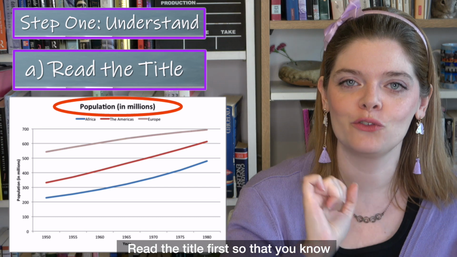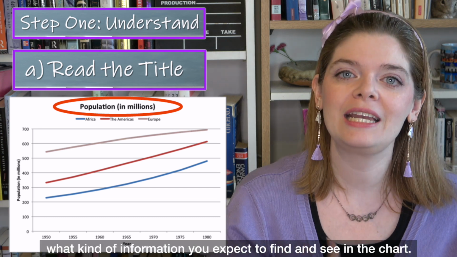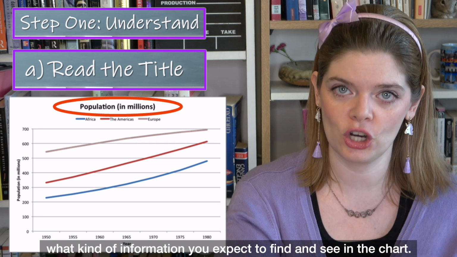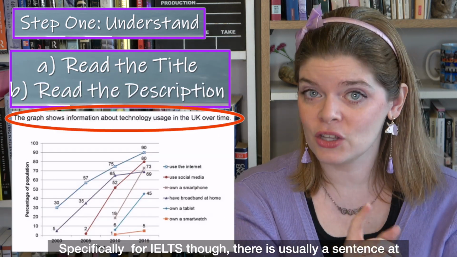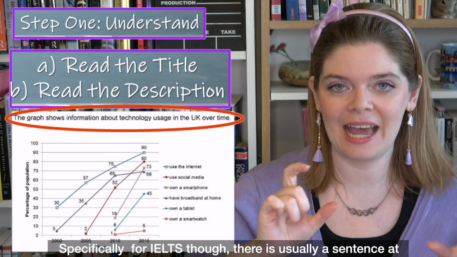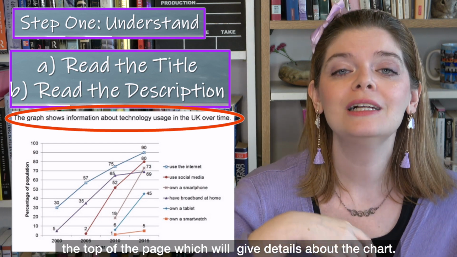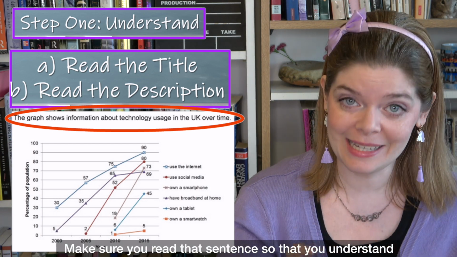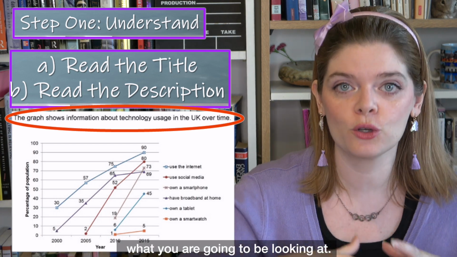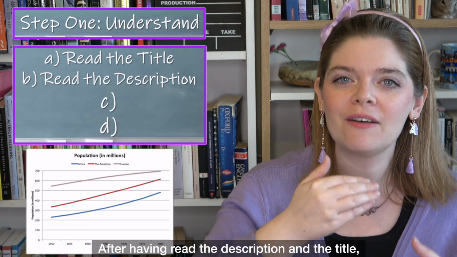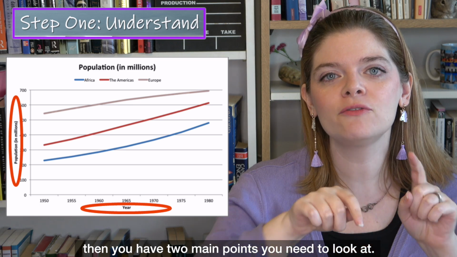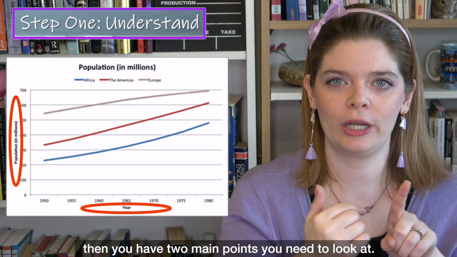Read the title first so that you know what kind of information you expect to find and see in the chart. Specifically for IELTS though, there's usually a sentence at the top of the page which will give details about the chart. Make sure you read that sentence so that you understand what you're going to be looking at. After having read the description and the title, then you have two main points you need to look at.